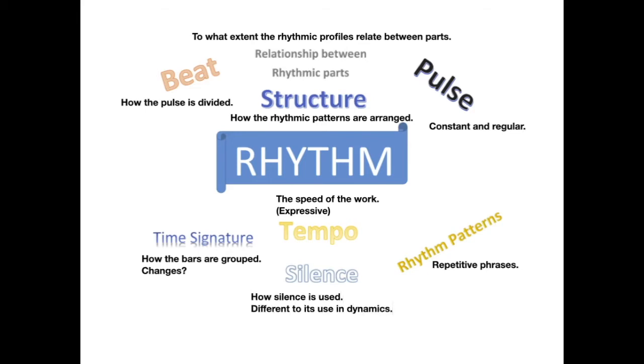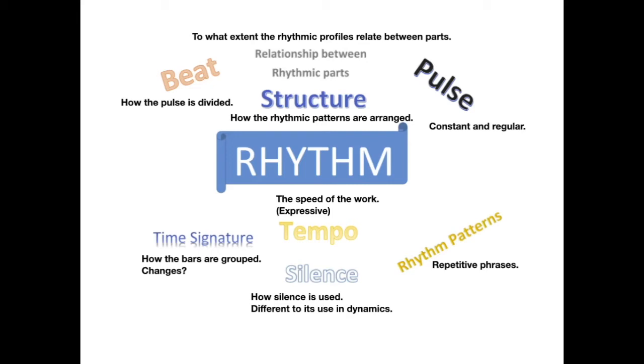And finally, we have silence. How is silence used? This is slightly different to the use of silence in dynamics. The use of silence here is probably more timed silence, whereas in dynamics, we spoke about how silence can be organic or it can be abrupt. But here, I think it's more to do with how a composer has incorporated silence into the actual rhythmic profile of the work.